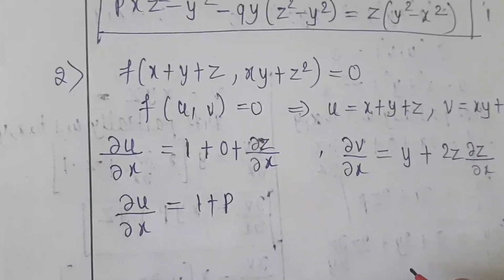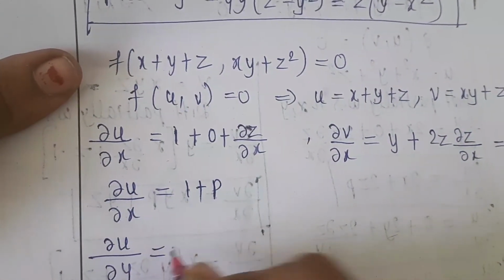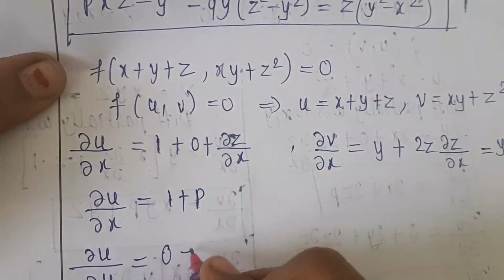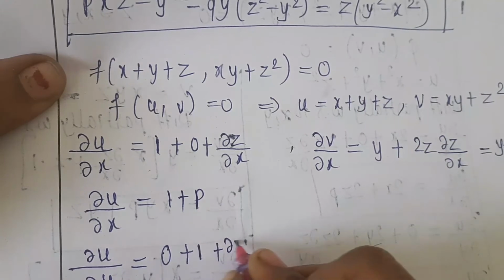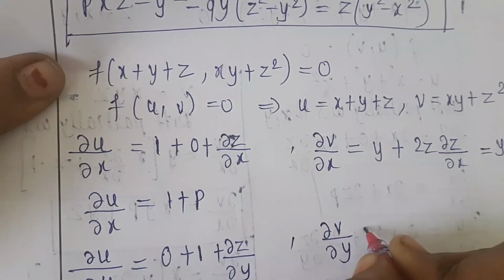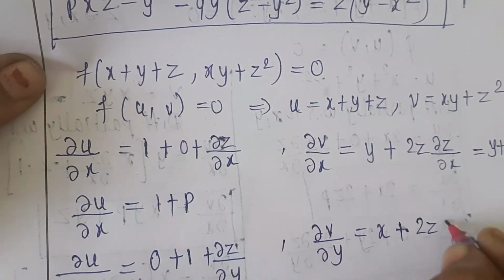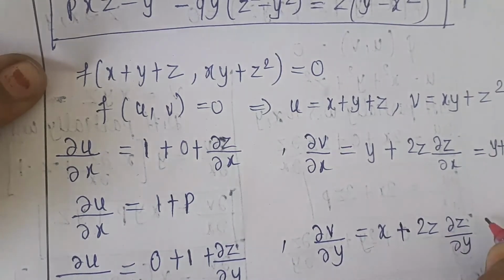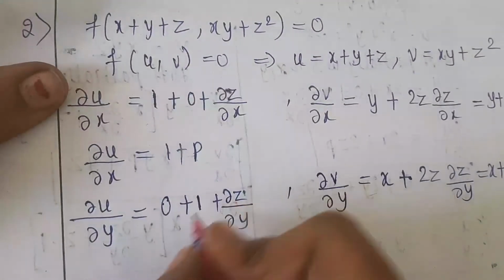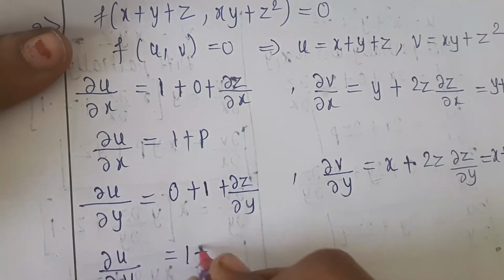Next, del u by del y. Del u by del y is the derivative of x plus y plus z, so the derivative of x is 0, y derivative is 1, and then del z by del y, which is equal to 1 plus q. Next, del v by del y: x remains as it is, y derivative is 1, plus 2z del z by del y. So it is equal to x plus 2zq.